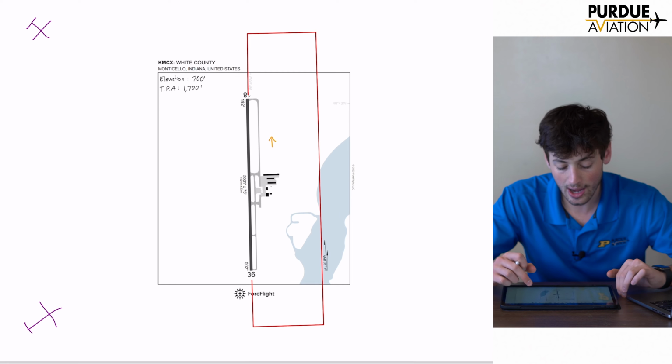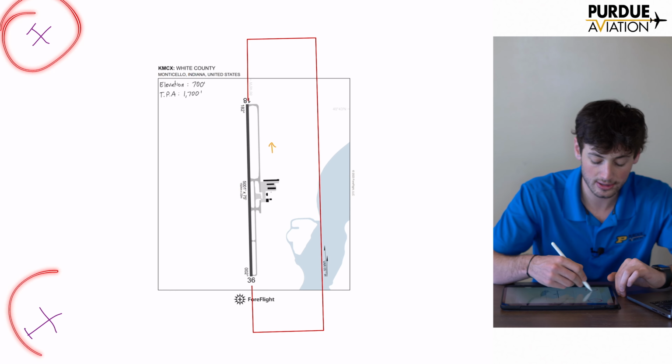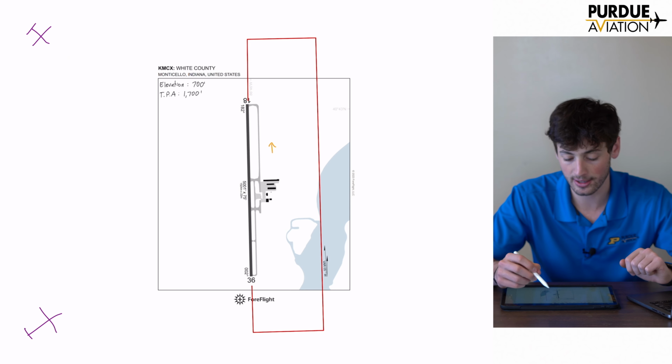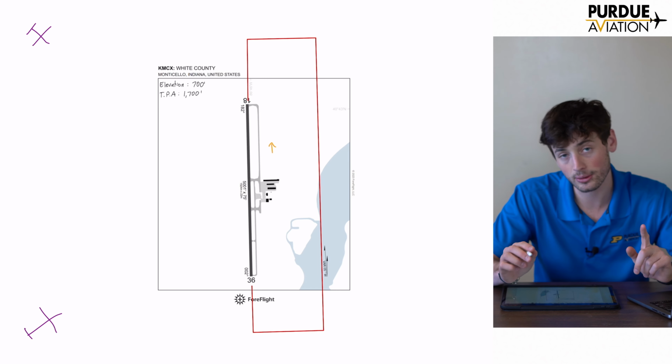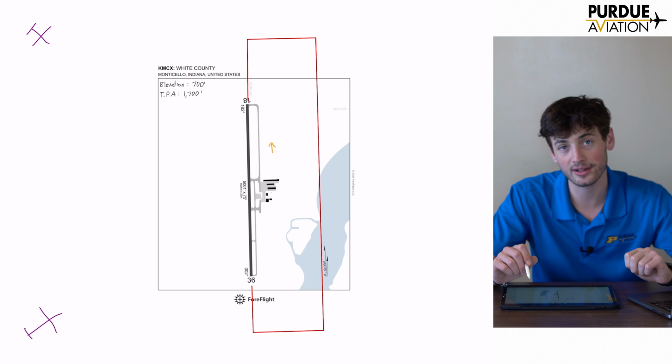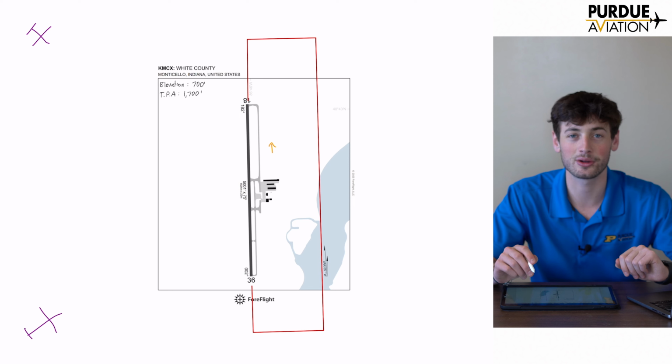So how are these guys over here going to get into the traffic pattern? The first thing, as always, is to report when you're 10 nautical miles out and then 5 nautical miles out.